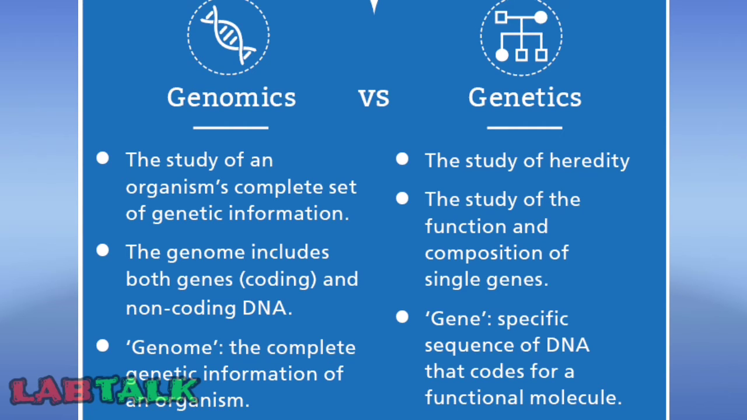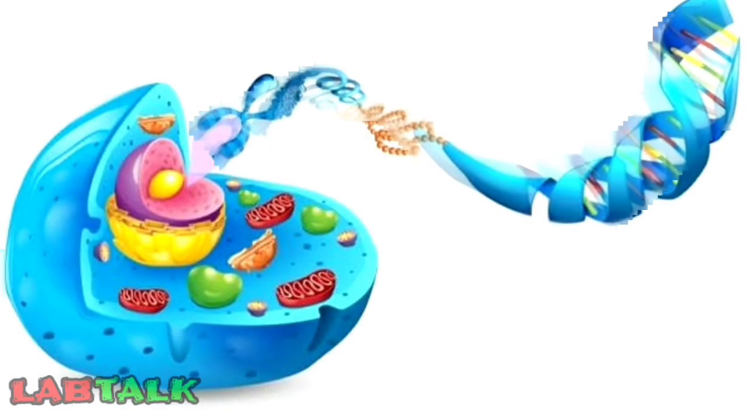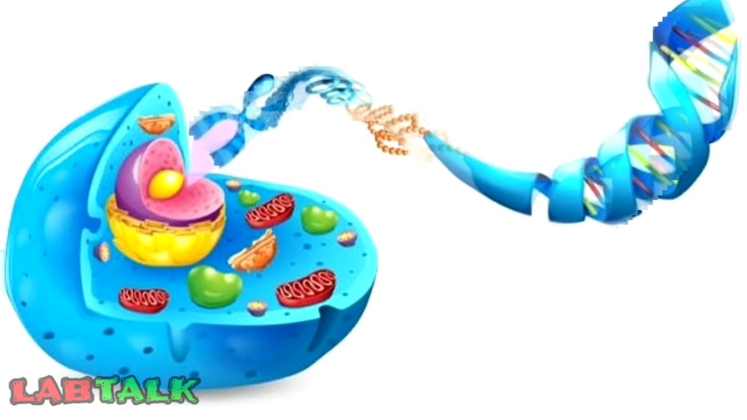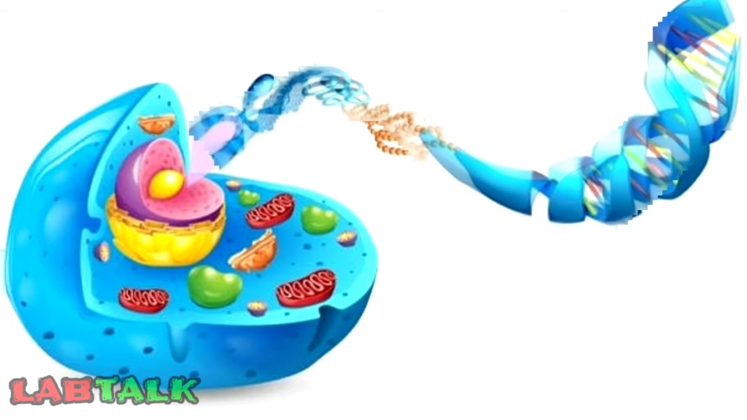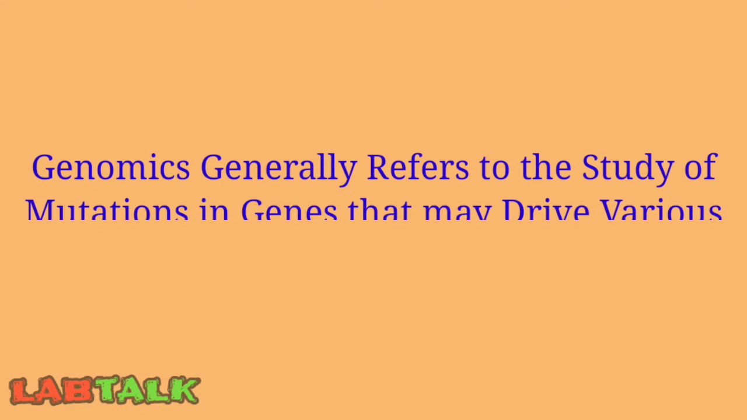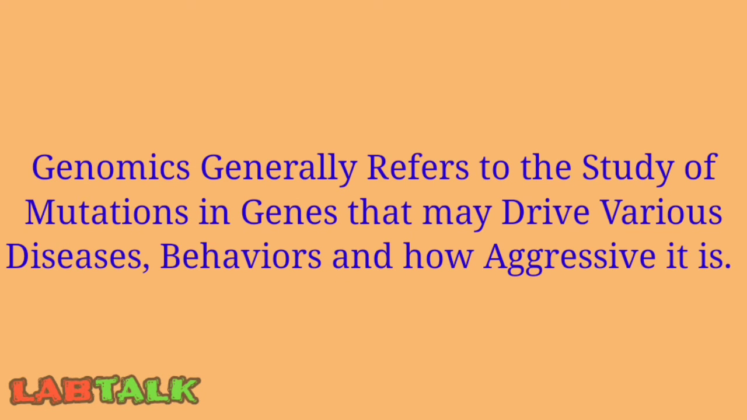Genetics is the study of genes people inherit at birth and pass on through their family, through generations. Every cell in the human body has a complete strand of DNA and each strand is packed with genes which carry instructions for certain traits, whereas genomics generally refers to the study of mutations in the genes that may drive various diseases, behavior, and how aggressive they are.